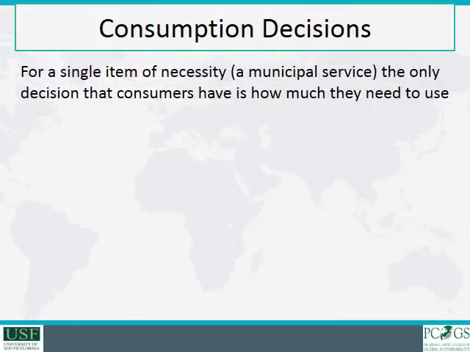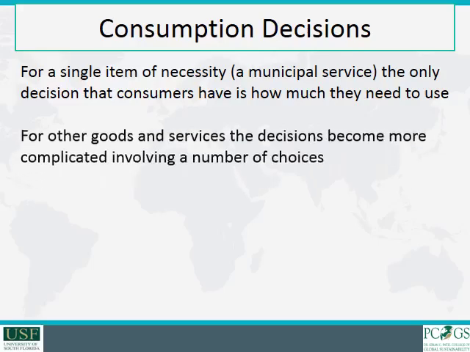So how do consumers decide how much to consume? Remember that consumers choose the bundle that provides the greatest level of satisfaction from among the bundles that they can afford, and that budget constraints identify the affordable bundles, while consumer preferences represent what consumers prefer to purchase. Let's consider a single item of necessity, such as a utility from a municipal service. It could be electricity or water, it really doesn't matter. Usually the only decision that consumers will have to face is how much they need to use. However, for most other goods and services, especially items that are not of necessity, the decision becomes far more complex.